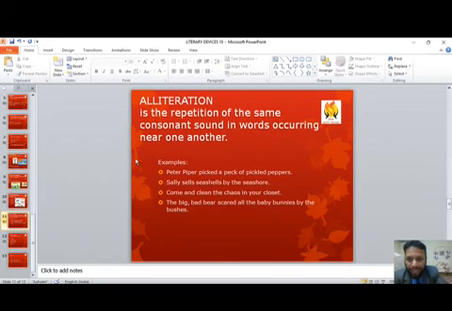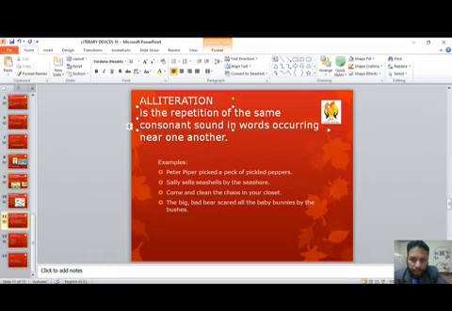The next was alliteration. Alliteration is also important. This is going to be important. The simile, metaphor, personification, and alliteration are important keeping in view your syllabus in the board examination. What is the meaning of alliteration? Alliteration is the repetition of the same consonant sound. Please focus on the words consonant sound, in words occurring near one another.